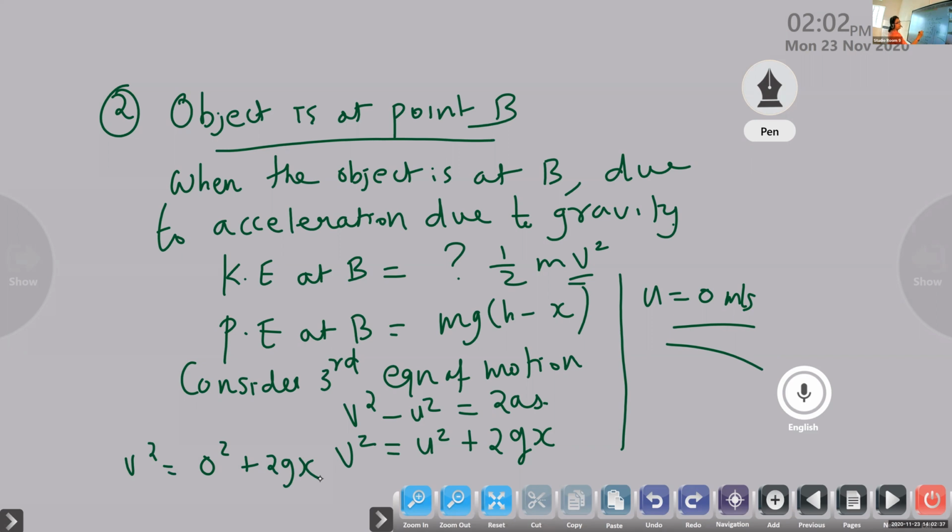So we can substitute this in the kinetic energy. What is the kinetic energy? Kinetic energy at B is equal to half m v squared. V squared is 2gx. So half m into 2gx.